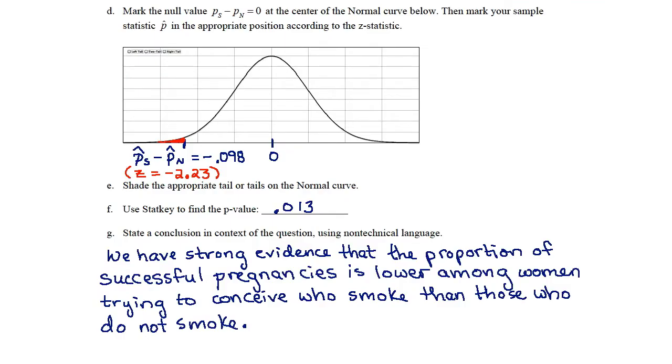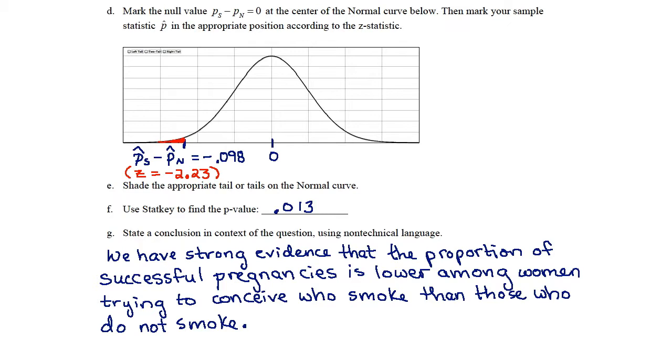This p-value is small enough that we would call this evidence strong, not necessarily very strong, which would have to be below 0.01, but we do have strong evidence that the proportion of successful pregnancies is lower among women trying to conceive who smoke than those who do not smoke.